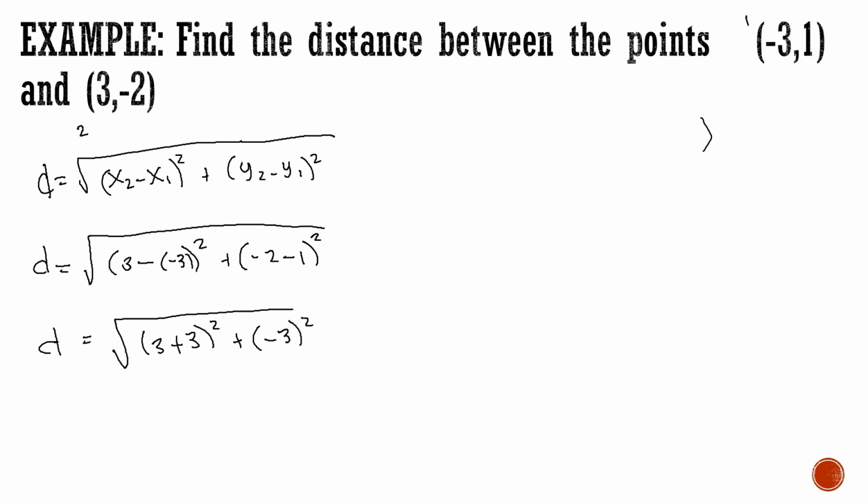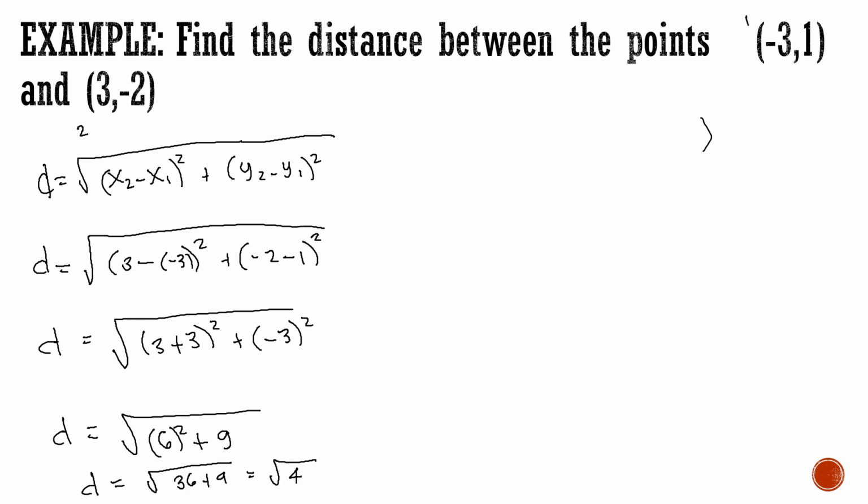Therefore, we will be having d as the square root of, this will be 3 plus 3, that will be 6 quantity squared plus that will be 9. Or that will be d is equal to the square root of 36 plus 9, the square root of 45. And idamay na rin natin yung algebra dito, no?